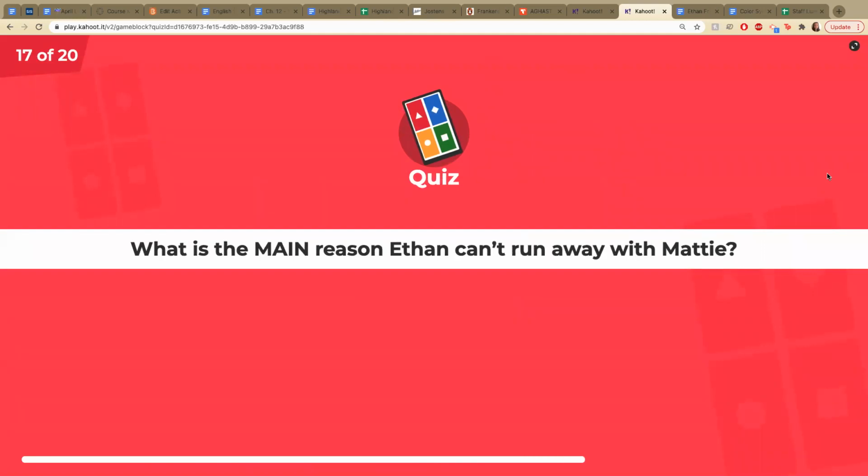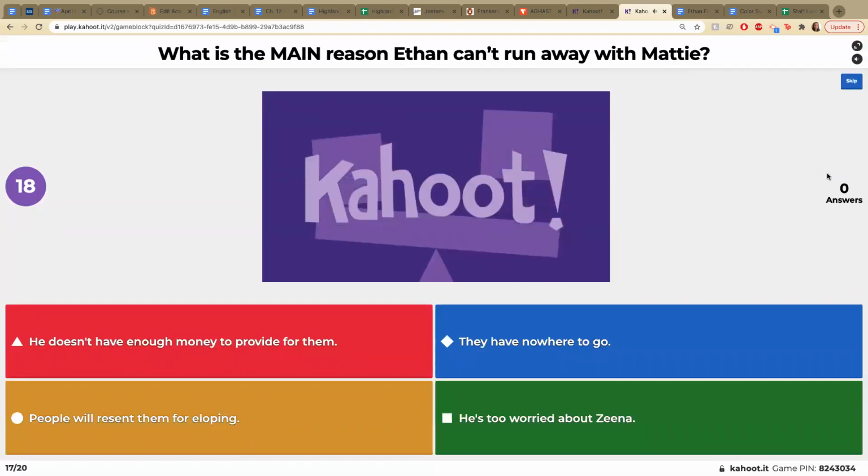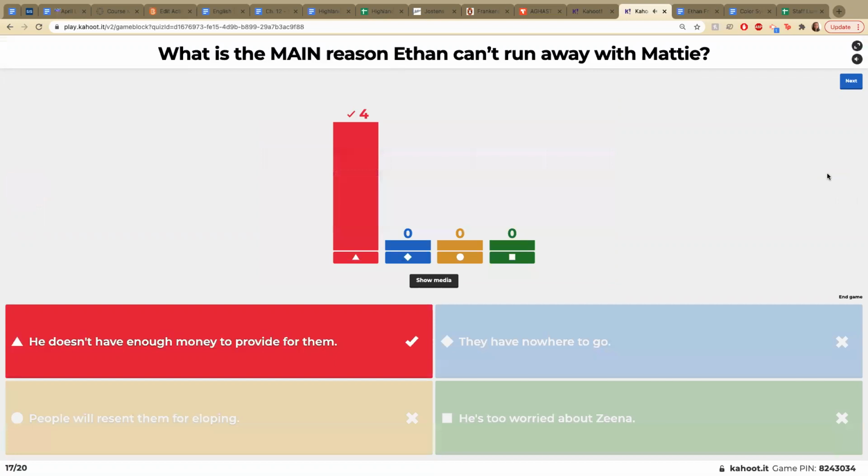What is the main reason Ethan can't run away with Maddie? I think there was a demon in this. I don't know. The main reason. All of these might be minor reasons, but... Good. Was somebody trying to say something? It sounded terrible. Poltergeist? Oh, a subwoofer.